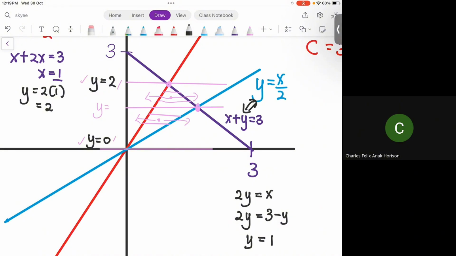Do you know how to solve simultaneous equations? Or can you solve the simultaneous equations by using a calculator? Are you clear about this one? How am I going to solve and find the intersection point?